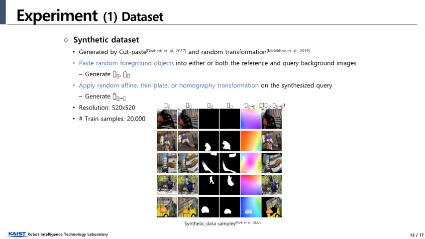Synthetic datasets are created using cut-paste and random transformation. A change label is obtained by pasting a random foreground object into the background image, and a flow label V is obtained by applying a random geometric transformation to the image. The resolution of each image is 520 by 520, and the number of samples used for learning is 20,000.